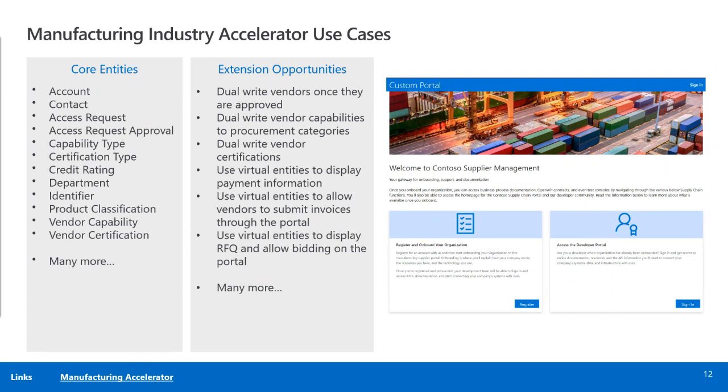We might also dual write the vendor capabilities that you can capture in the model-driven app to procurement categories. So we have this concept in finance and operations where you can link in procurement categories, which indicates the types of products that a vendor can supply to you. And there's a lot of downstream functionality in finance and operations that you can use around vendor search, for example, with those procurement categories.